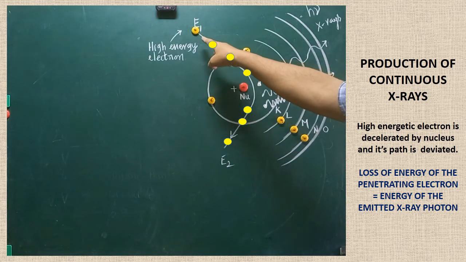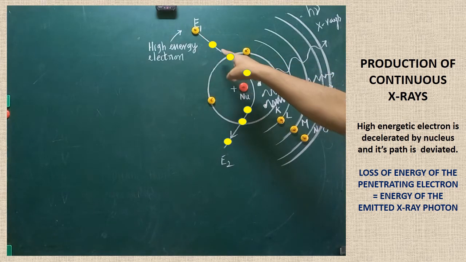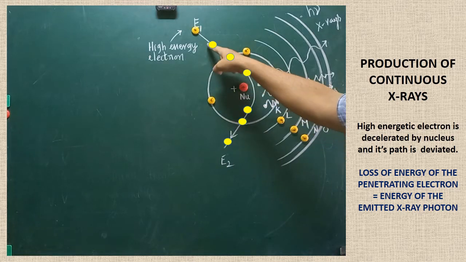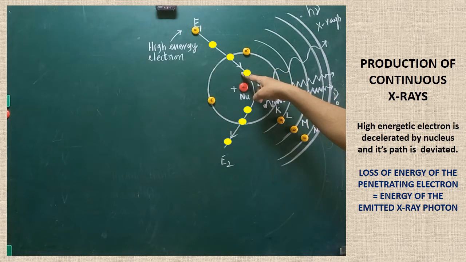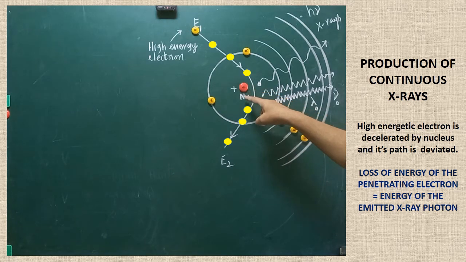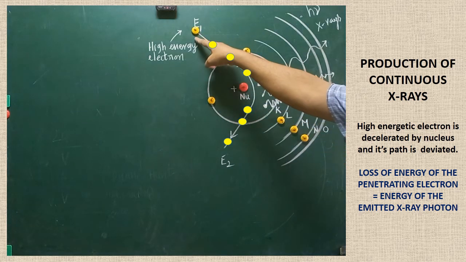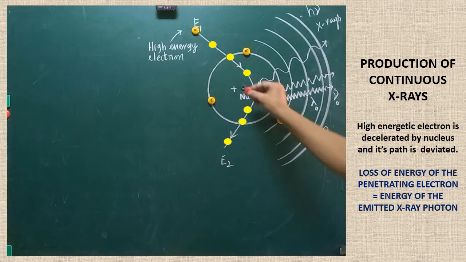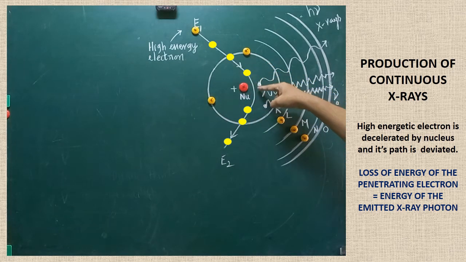When the high energy electron is penetrating into the atomic system, there is a chance of it traveling in this direction. When it enters without any collision or interaction with the electrons in the orbit, it may travel in this path, and when it comes very close to the nucleus, what will happen? The nucleus has positive charge and the electrons have negative charge, so the electron may be attracted by the nucleus. Due to the Coulombian attractive force, instead of traveling in this direction, its path may be deviated.